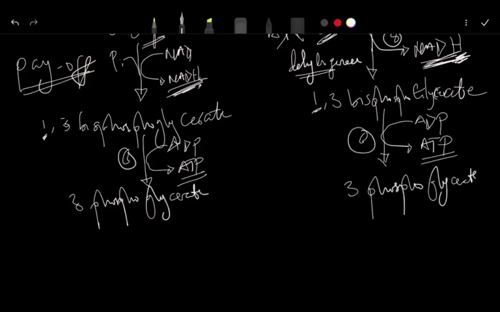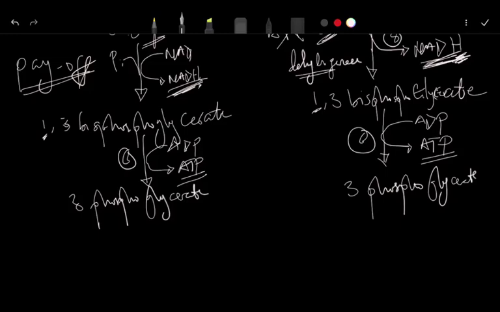Now if you notice, at step 6 we form ATP directly. We form ATP here. Okay, so that's why we say this phase is the payoff phase. We form ATP in step 6. Now, this method of forming ATP without going to the electron transport chain is given a special name. It is called substrate level phosphorylation.